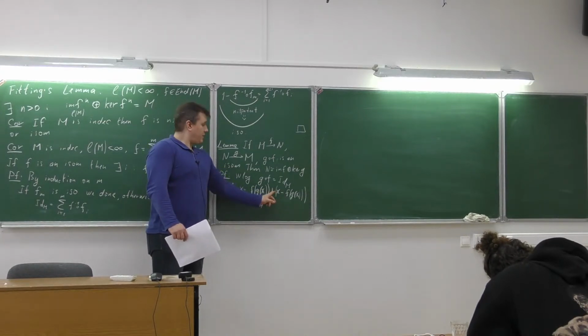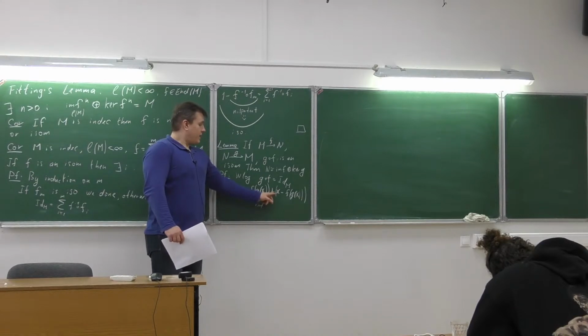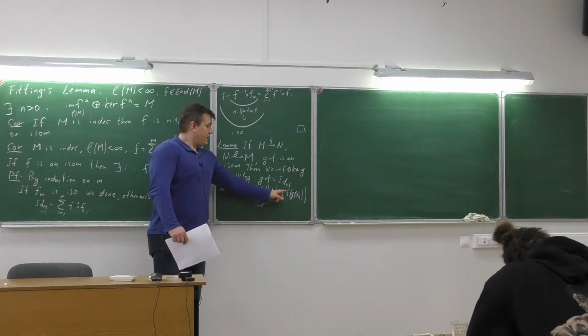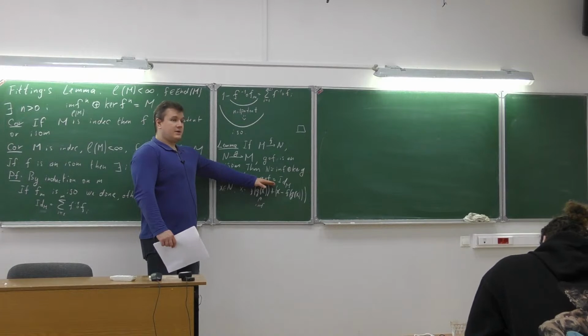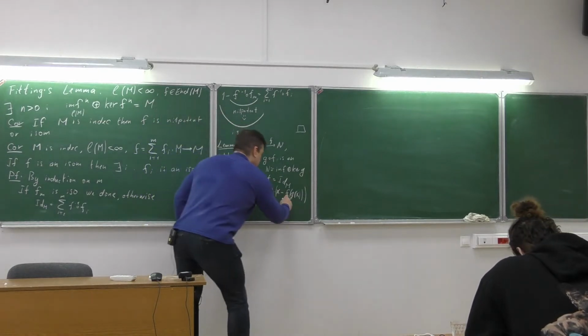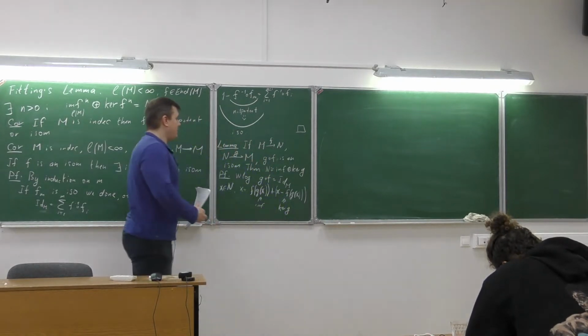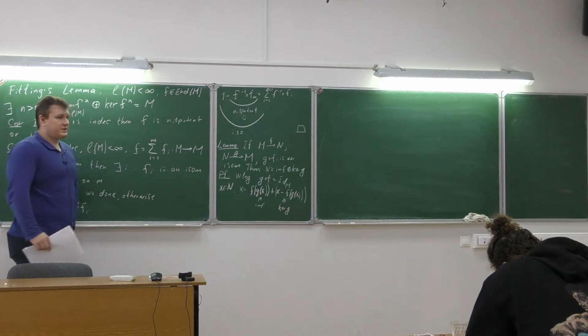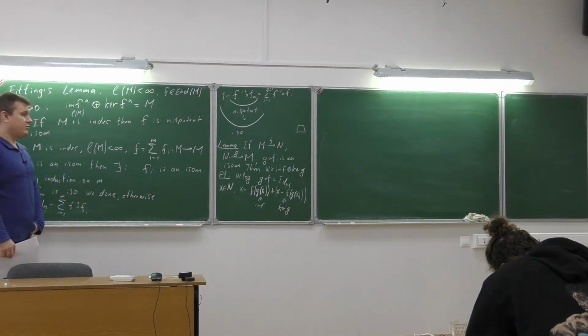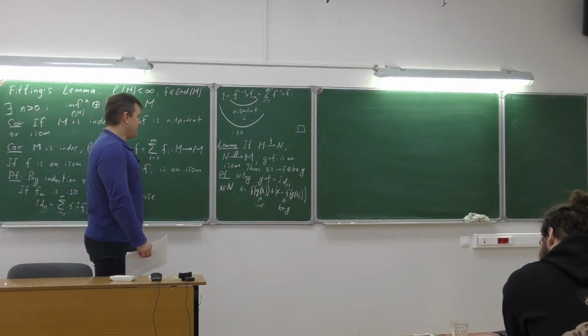So this element is in the image of F, but this is clearly in the kernel of G, because when I apply G to this thing, I'll get G of X, and then I get minus GFG, but because of this, I can cancel G and F. So what's left is just G of X. So this is in the kernel of G. So at least I know that N is the sum of these two submodules. I don't know yet that this is a direct sum, but this is a sum.